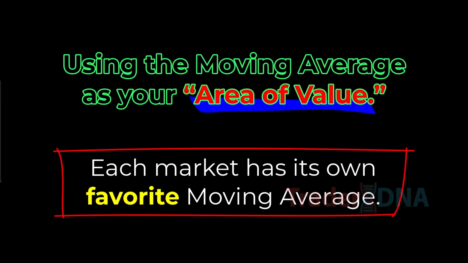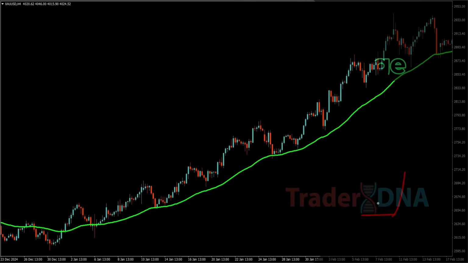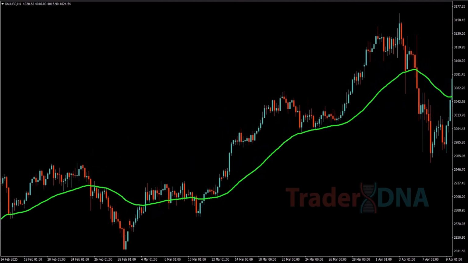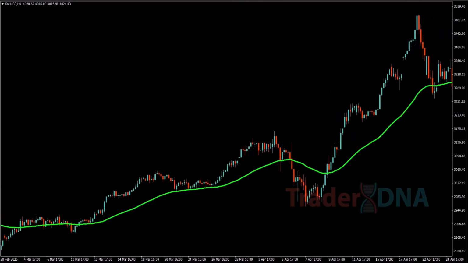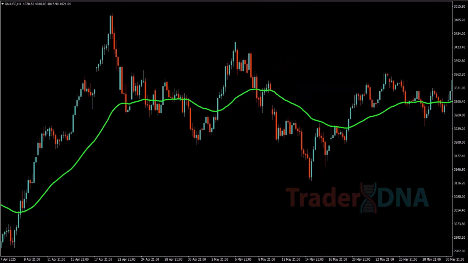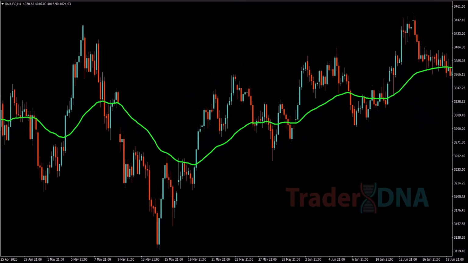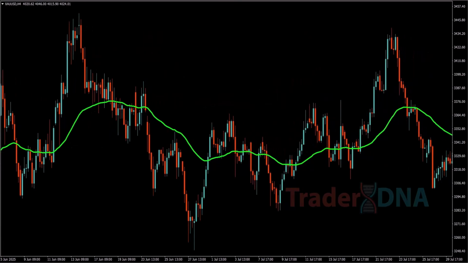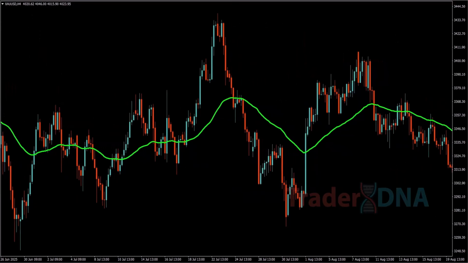Every market, whether it's a currency pair, a stock, or even crypto, moves with its own rhythm. Some react better to faster moving averages, others to slower ones. And your mission as a trader is to figure out which moving average your market respects the most. Because once you find that, your accuracy skyrockets, your trades get cleaner, and your confidence goes through the roof.